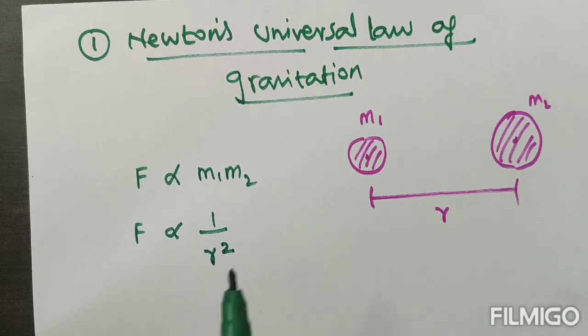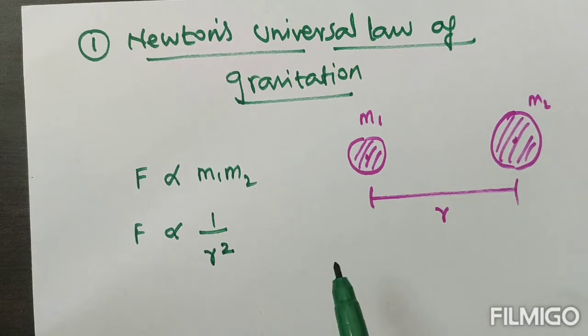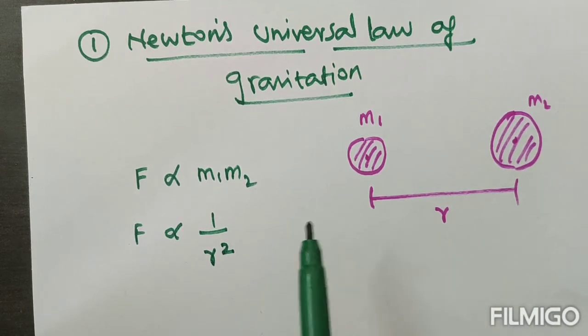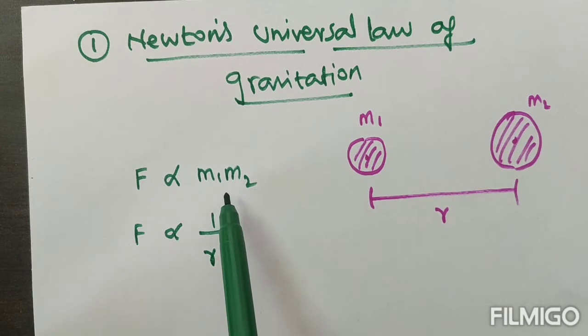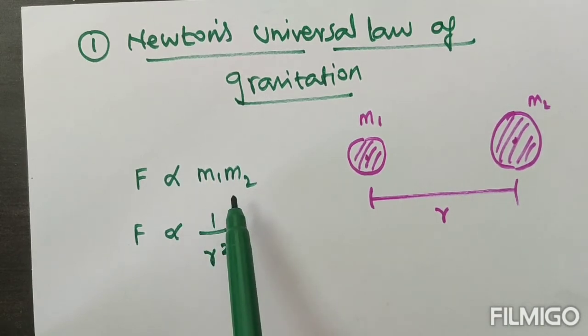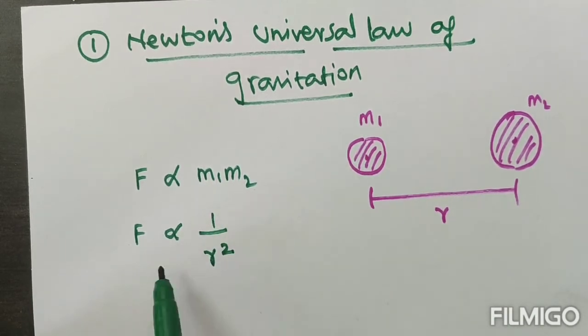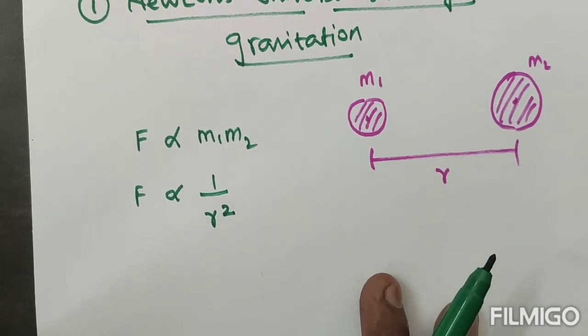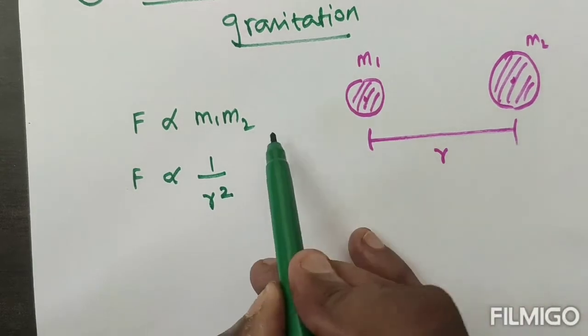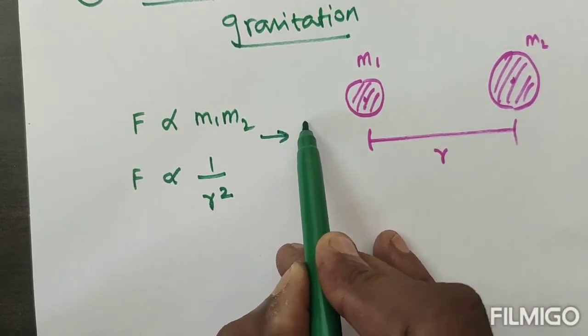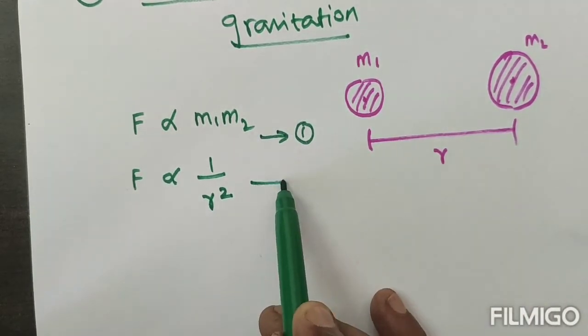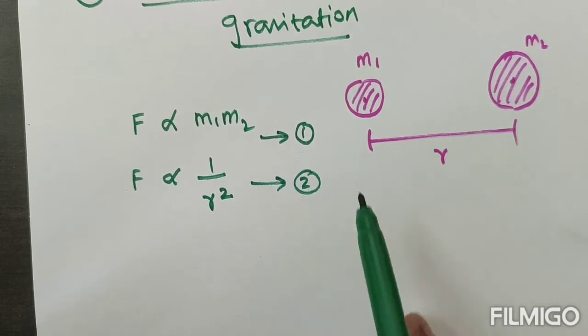One more time, Newton's universal law of gravitation is: each and every body in this universe attracts each other. That force is directly proportional to the product of their masses and inversely proportional to the square of the distance between their centers. So now let's consider this statement as equation number 1, and this as equation number 2.